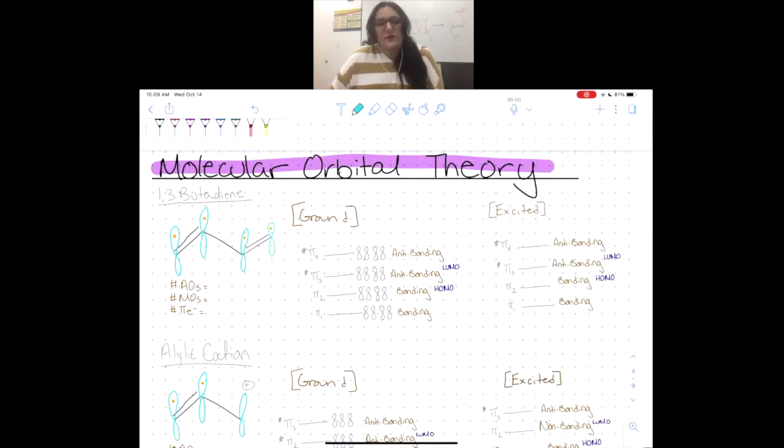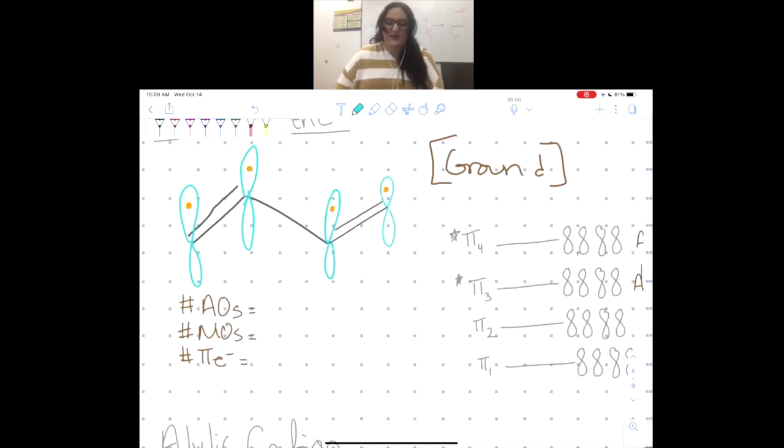Molecular orbital theory is one of those things that seems kind of bad, but once you actually get into it, it's not too terrible. So, first thing we're going to do is notice that this is a diene. It's actually 1,3-butadiene. And every one of these carbons is sp2 hybridized, so we're going to have this p orbital that I have drawn in blue.